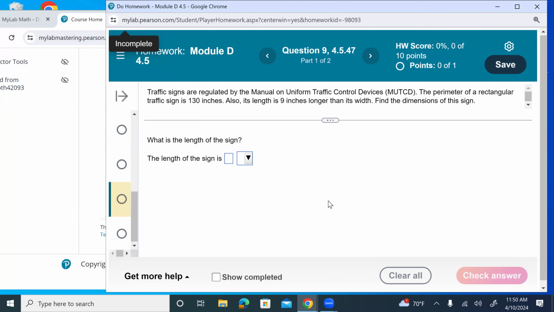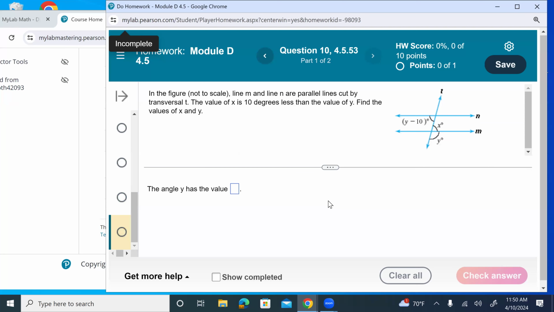Okay, so this is the same stuff here. The perimeter. And this is the same. This looks like it might be a little bit different.